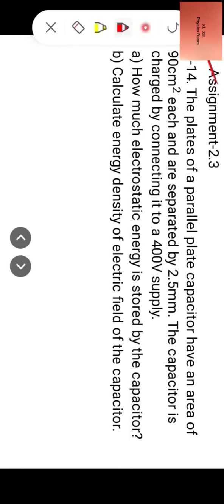Assignment 2.3 continued. Question number 14. The plates of a parallel plate capacitor have an area of 90 centimeter square each and are separated by 2.5 millimeter. The capacitor is charged by connecting it to a 400 volt supply. A. How much electrostatic energy is stored by the capacitor? B. Calculate the energy density of the electric field of the capacitor.